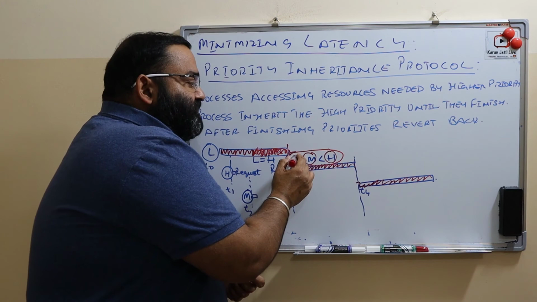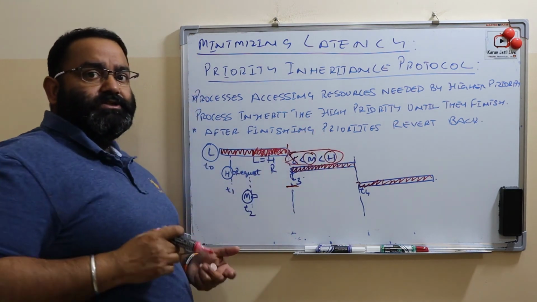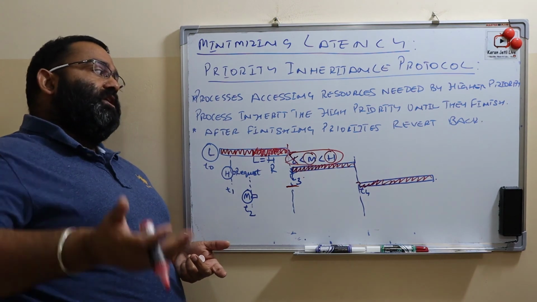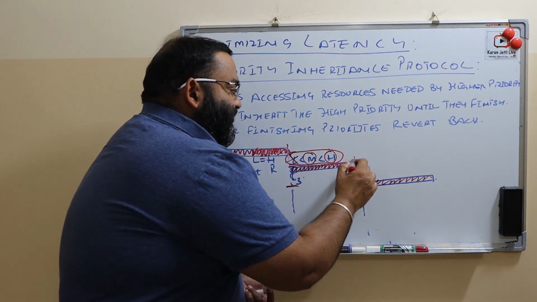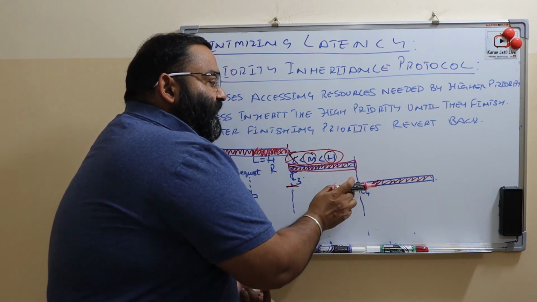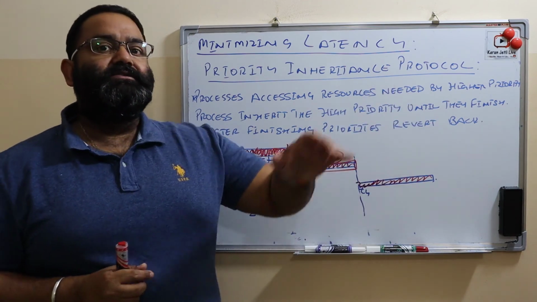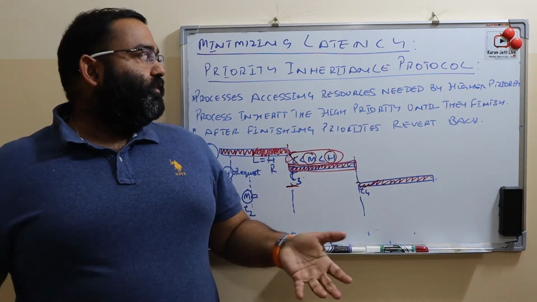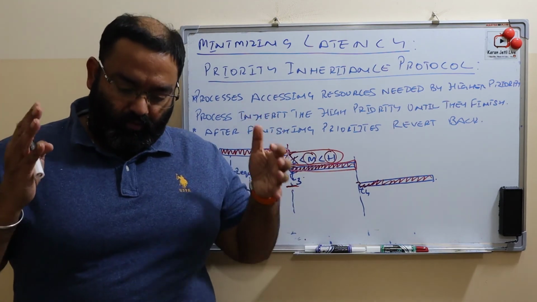So what processes do we have now? L already finished, so we have M and H. Out of M and H, which has the higher priority? H has the higher priority, so H executes. Okay, it finishes at time T4 and then M can execute. So guys, what do we call it? We call it the priority inheritance protocol.